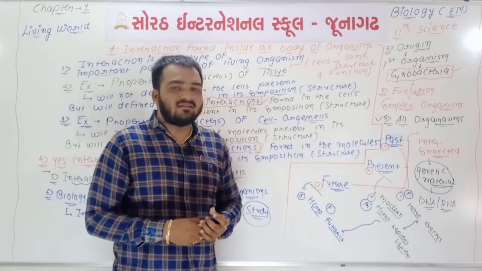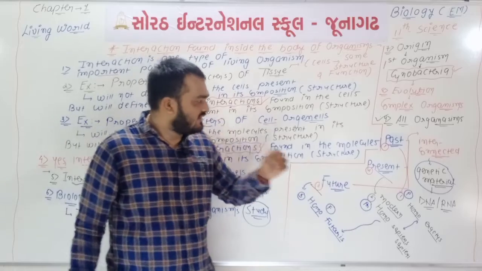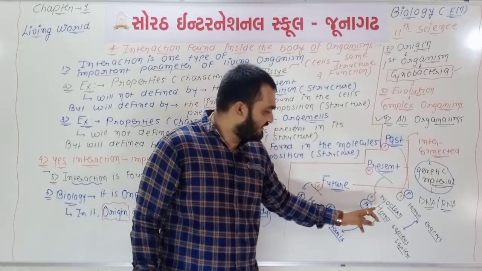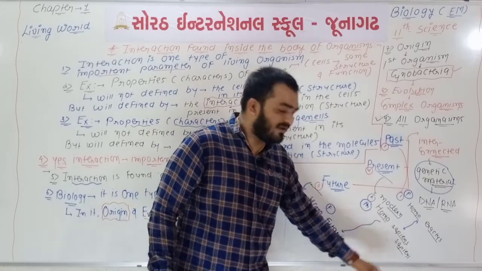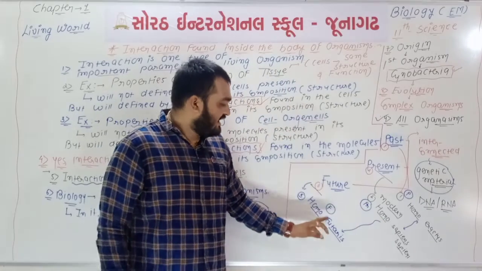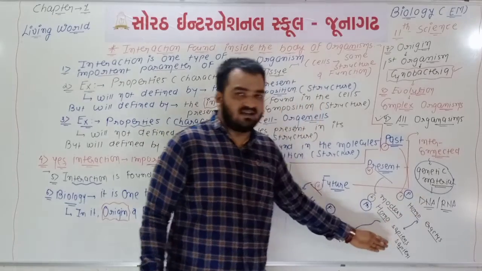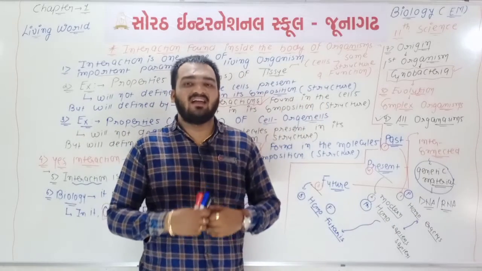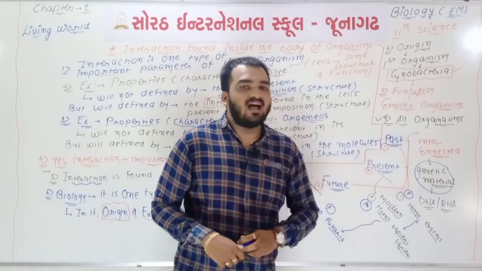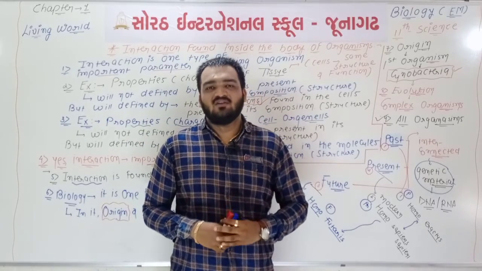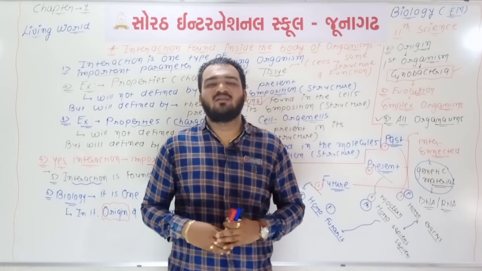For example, if we talk about humans, in the past Homo erectus was found, at present Homo sapiens sapiens is found, and in the future Homo futuris will be found. So all three different species are interconnected with each other with the help of genetic material, which is known as DNA. So today's question is 100% completed.